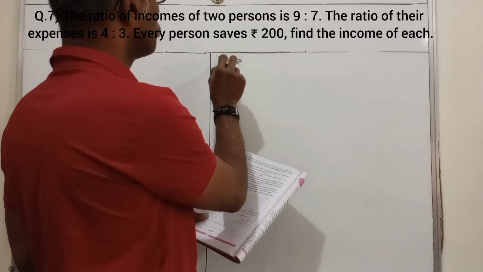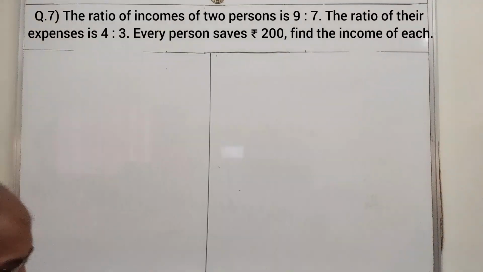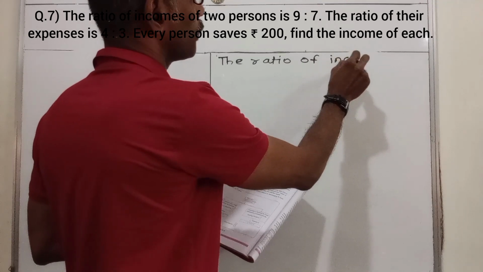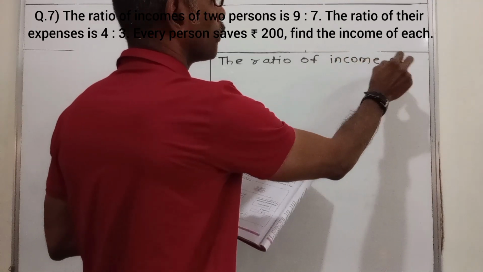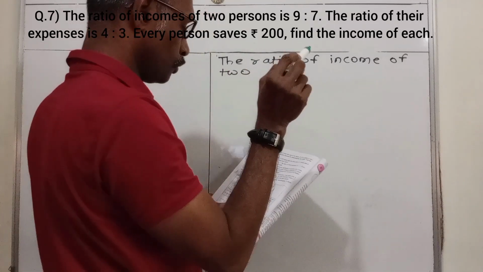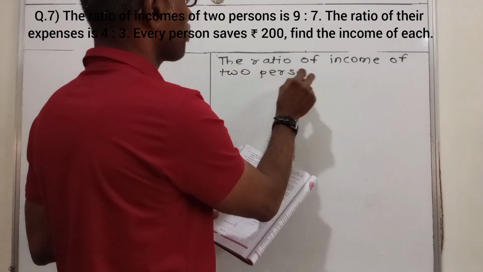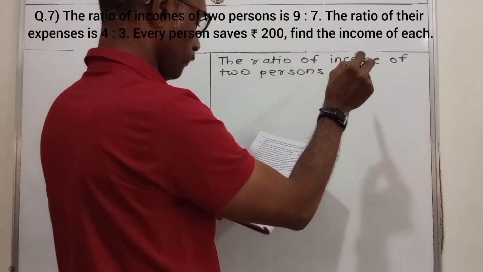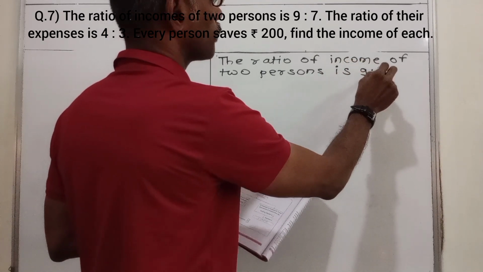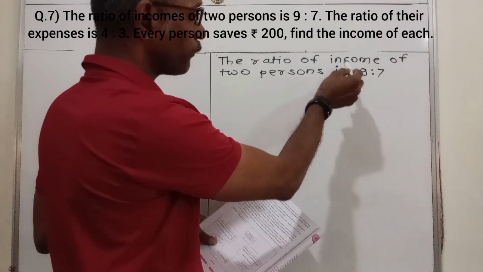the ratio of income of two persons is 9:7. Okay, this is the ratio of income.